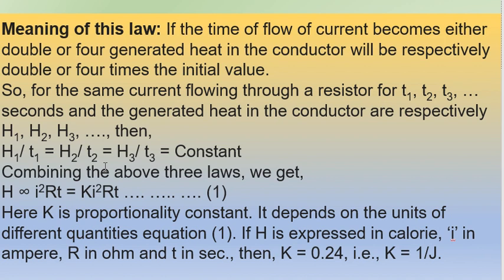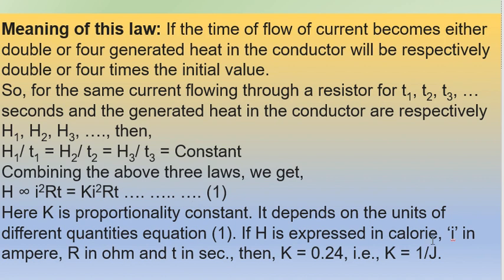So from the above explanation we get 3 laws, that is law of current, H is proportional to I square, law of resistance, H is proportional to R, law of time, H is proportional to T. By combining all these 3 formulas we get H is proportional to I square RT. If we omit this proportional sign, we will take an equal sign and we have to use a constant here. This constant is known as constant of proportionality or proportionality constant.